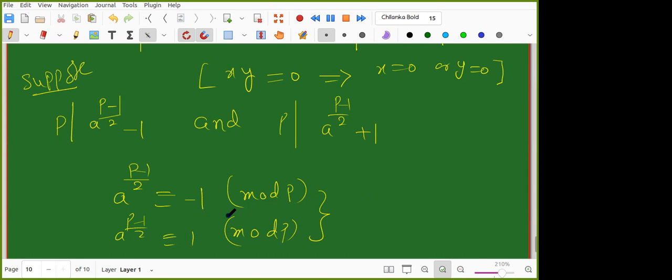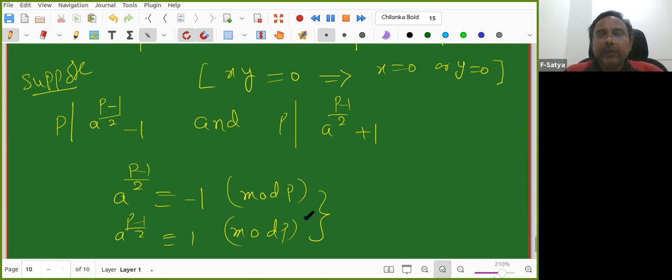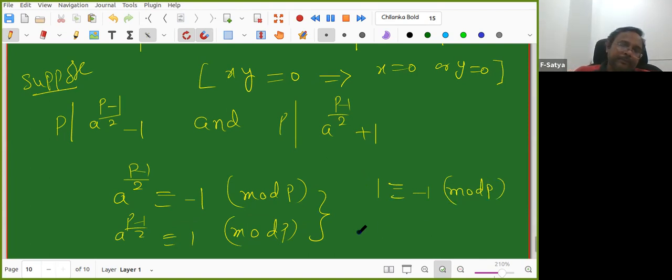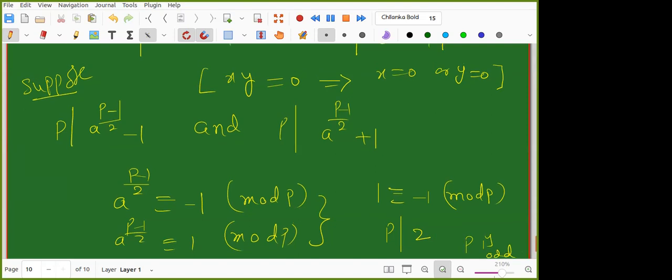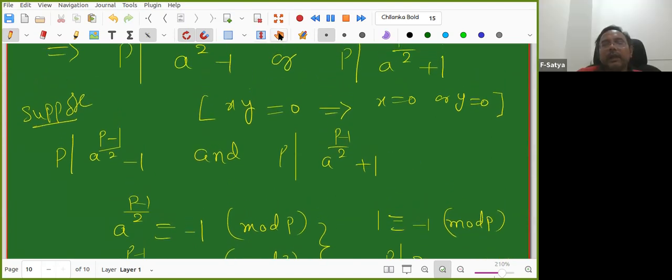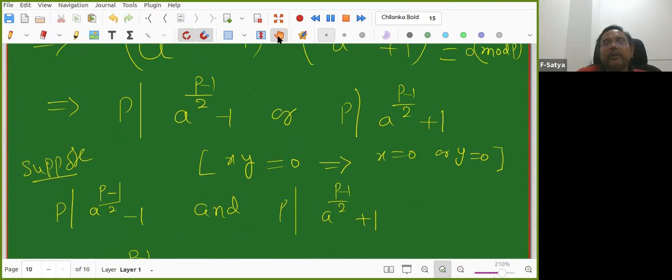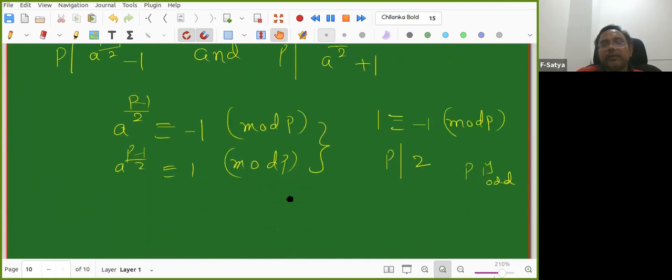We are assuming p is odd, right? From these two, you see that 1 is congruent to minus 1 mod p. Congruence has the transitivity property, so you can write 1 is congruent to p minus 1, whatever. That means p divides 2. But p is odd. So what is it that we proved now? It is not possible both at a time.